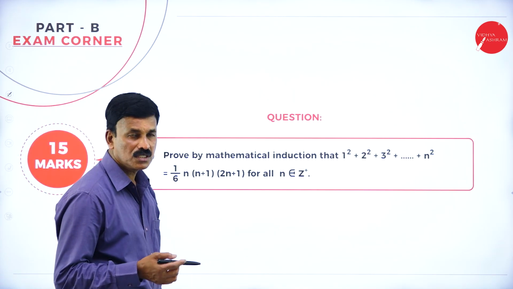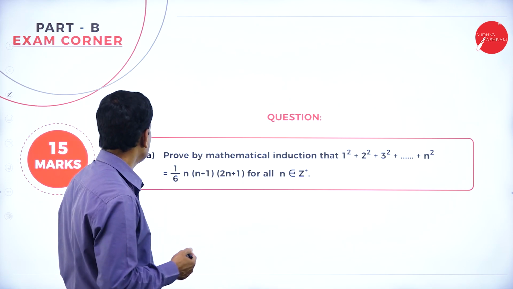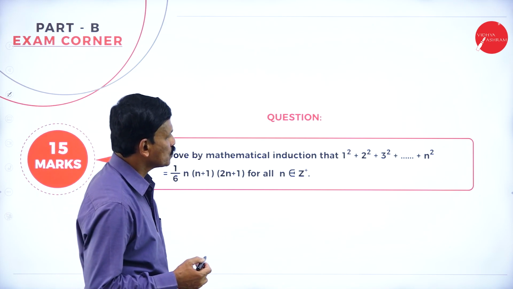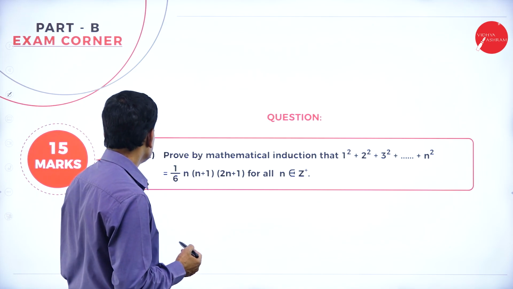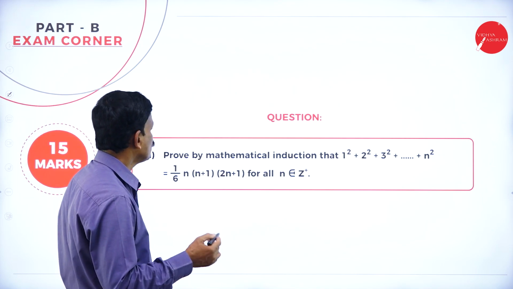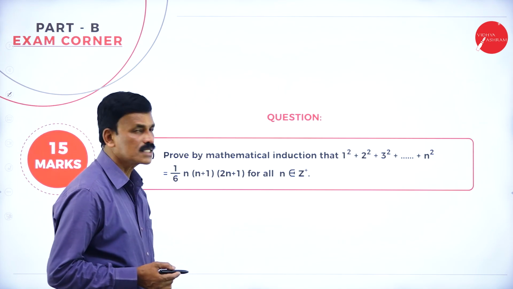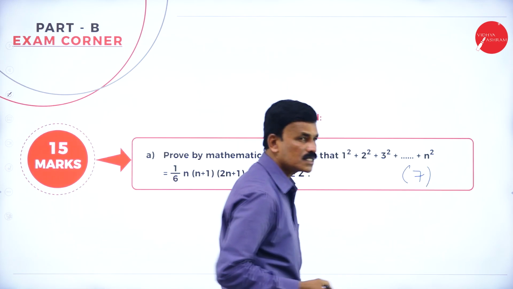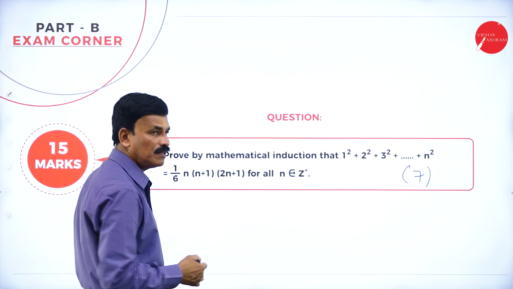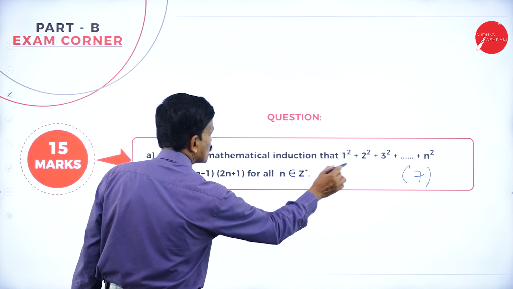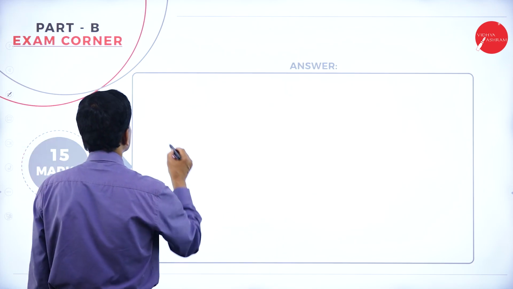Second question, the internal choice for this is A and B. Prove by the method of mathematical induction that 1 square plus 2 square plus 3 square plus etc. plus n square is equal to 1 by 6 times n into (n plus 1) into (2n plus 1), for all n belongs to Z. Yes, this is again a 7 marks question. So, for this you are going to get 7 marks. Now, this is by mathematical induction. Let us consider this is the given expression. Now, let us come to the solution.